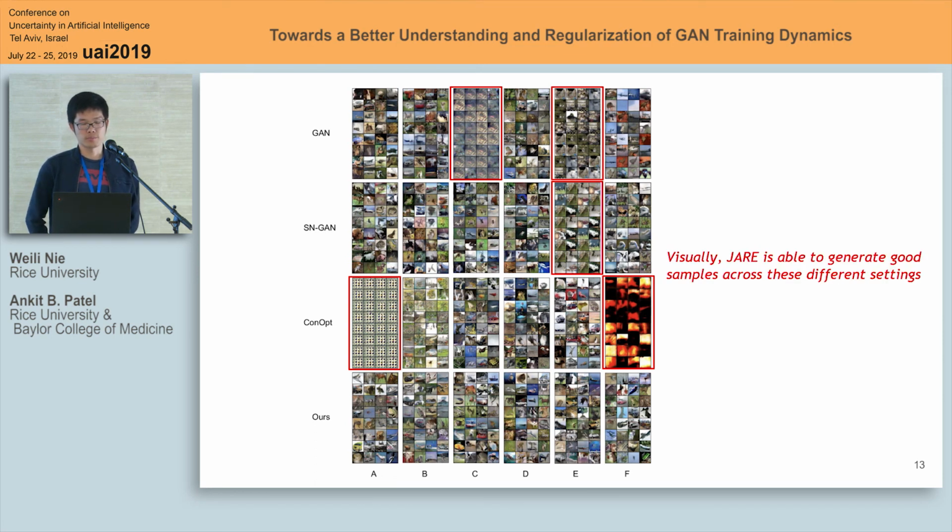Visually, JRAR is able to generate good samples across these different settings, but the other GANs may generate some poor images in one or two cases.